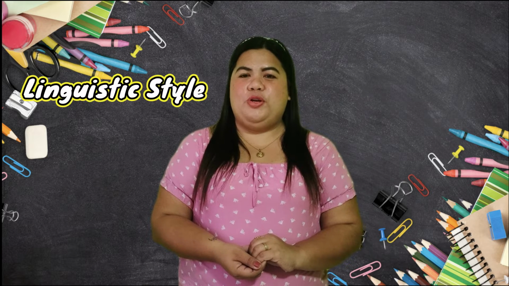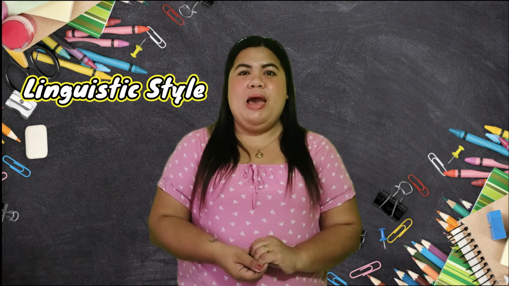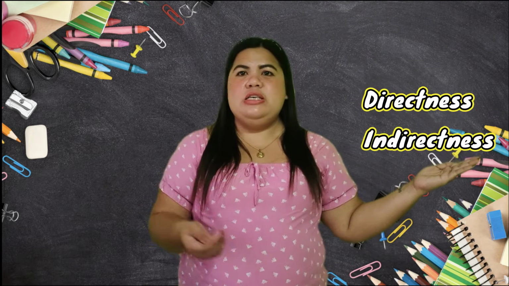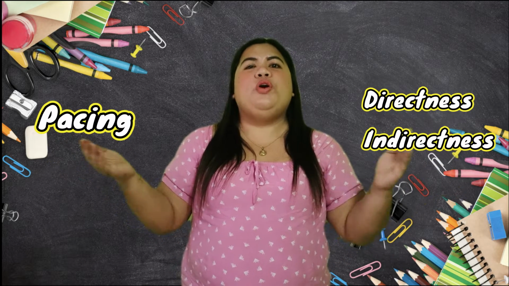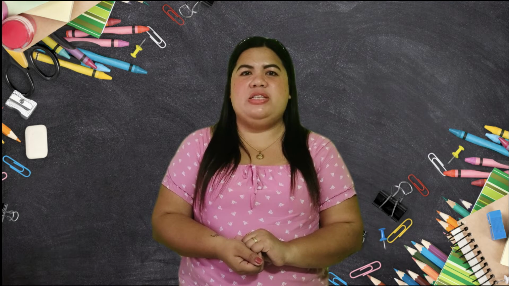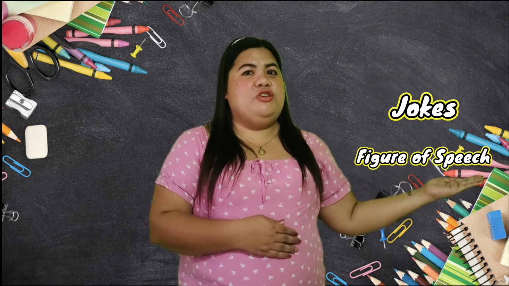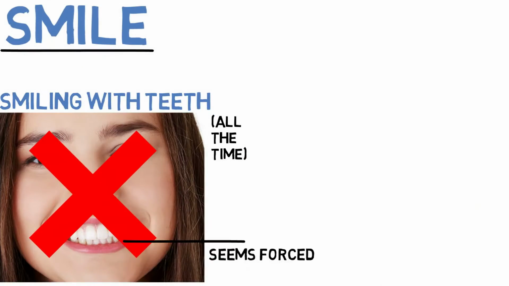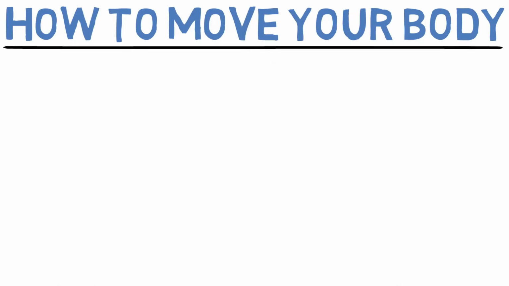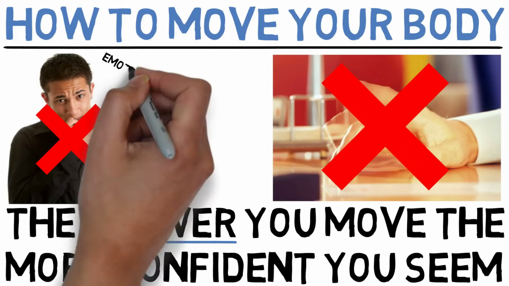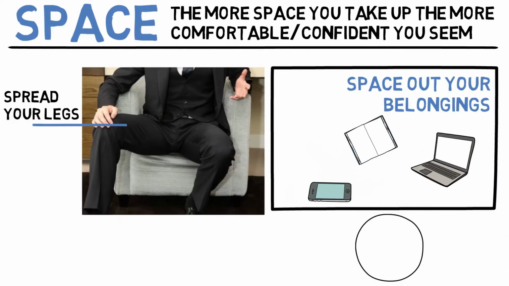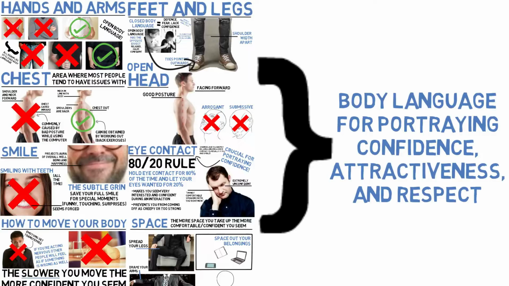Linguistic style refers to a person's characteristic speaking pattern. It includes such features as directness or indirectness, pacing and pausing, word choice, and the use of such elements as jokes, figures of speech, stories, questions, and apologies. In other words, linguistic style is a set of culturally learned signals by which we not only communicate what we mean, but also interpret others' meaning and evaluate one another as people.